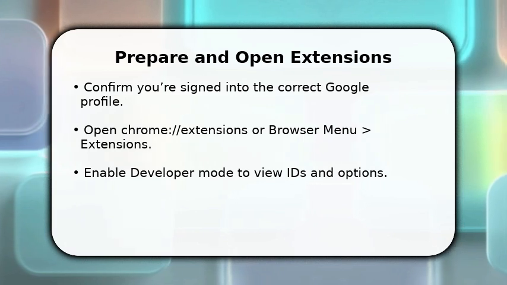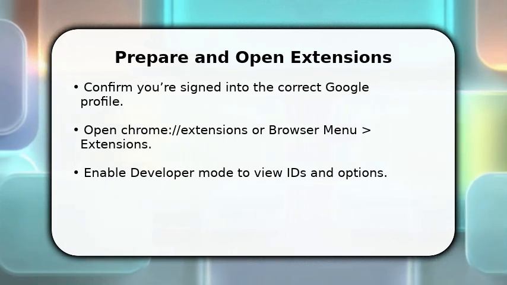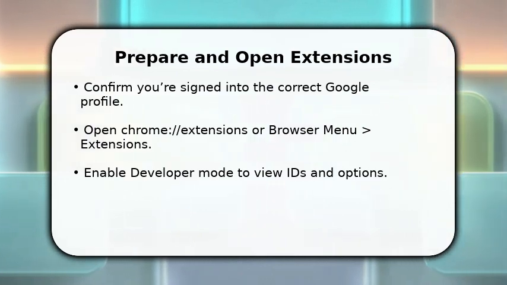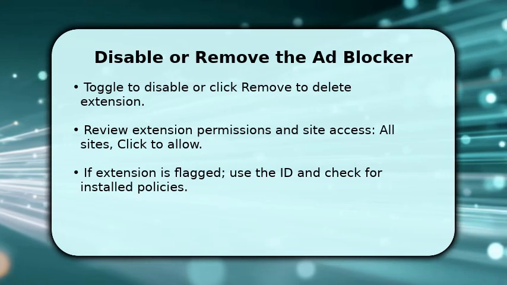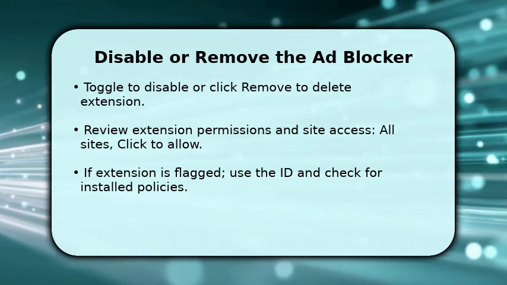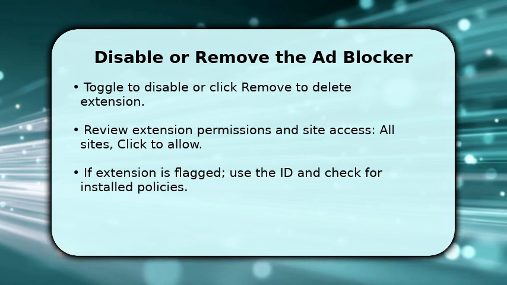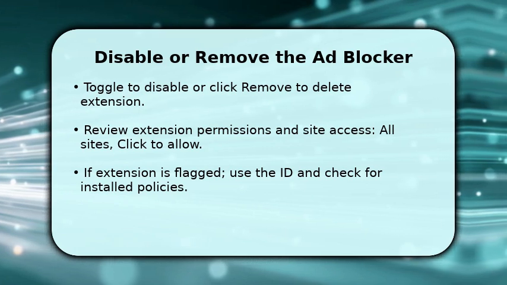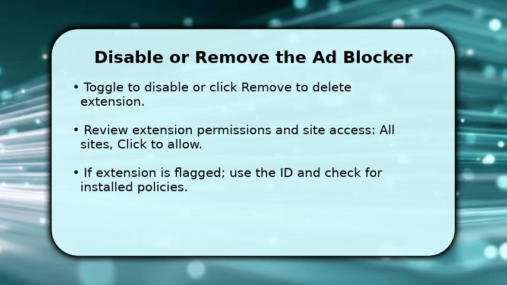Make sure to pause syncing if you plan to remove extensions across devices, and keep this extensions page open for the next step. Now locate the ad blocker in the list and either toggle it off to disable or click Remove to uninstall. If you only need it off for specific sites, click Details and change site access to on click or only on sites you choose.